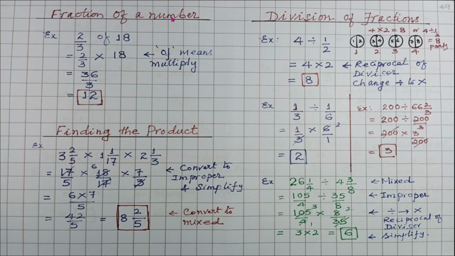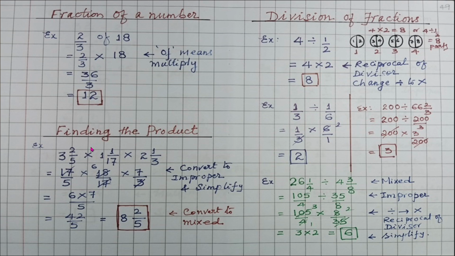Now, fraction of a number. You have a fraction 2 by 3. We want to find 2 by 3 of 18. Whenever we talk about "of", it is a multiplication here. 2 by 3 into 18 becomes 18 into 2, which is 36, divided by 3, and that is 12. So remember, fraction of a number means take the fraction, "of" becomes multiplication, and multiply by 18. So we get 2 by 3 into 18, that is 12.